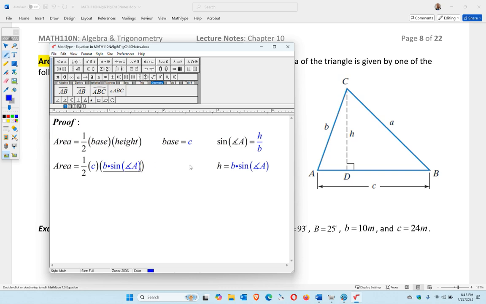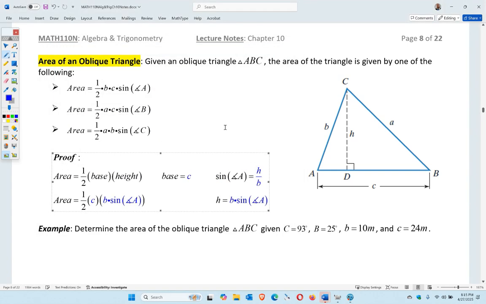So if you don't have a right triangle, it's fine. You can still do half the base times the height. You just have to modify it a little bit based on what you have here. What you'll notice is there's three versions. If you have sides A and B, you'll need angle C. If you have sides A and C, you'll need angle B. If you have sides B and C, you'll need angle A. So it's A, B, C, A, B, C. Whatever sides you have, you need the other angle.